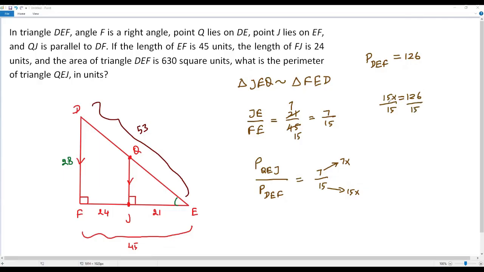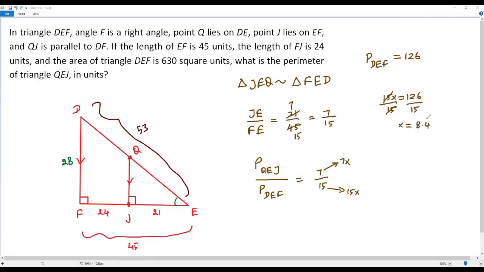Let me divide both sides by 15. Then this 15 will cancel out. I am getting x equals, when I divide 126 by 15, 8.4. Okay, here I got the value of x, that is 8.4.